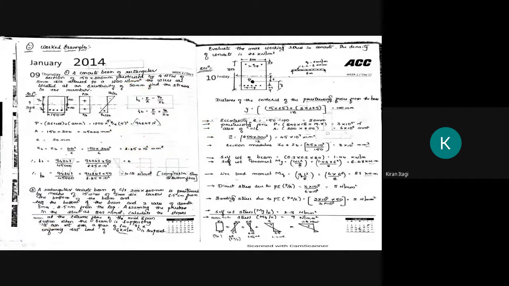Similarly, go for the bottom fiber, that is F_B equals 94247 divided by 150 multiplied by 300, plus 94247 multiplied by 50 divided by 2.25 into 10 power 6. So you are getting 4.18 Newton per mm square. Okay, that is the compressive stress at the bottom fiber. So we have calculated the top stress and the bottom stress. This was a simple numerical which we can possibly get in MCQs.